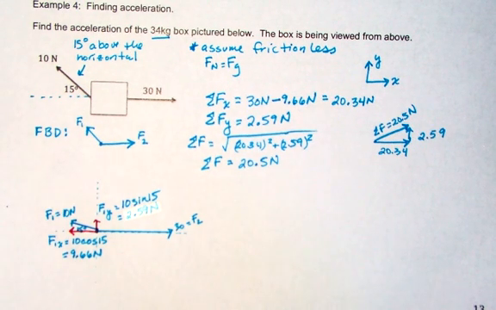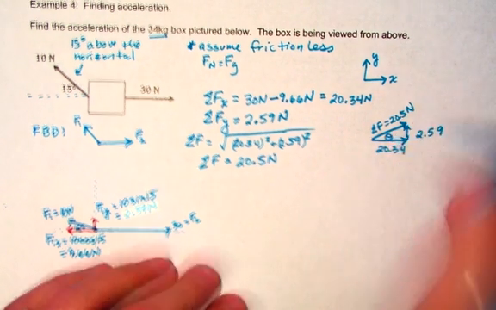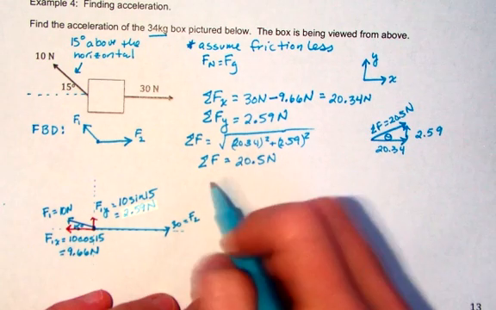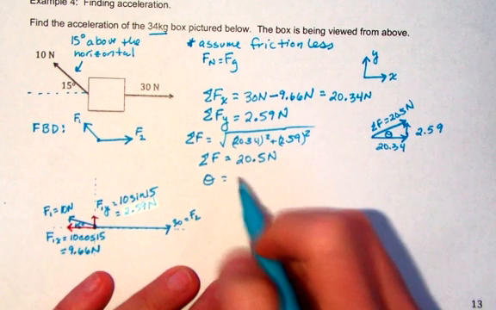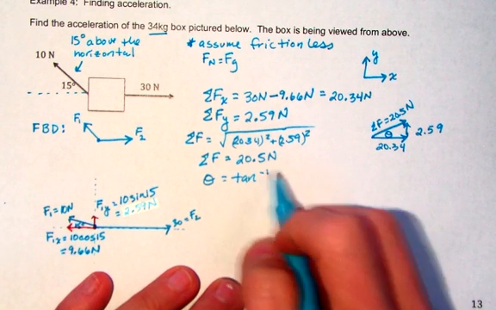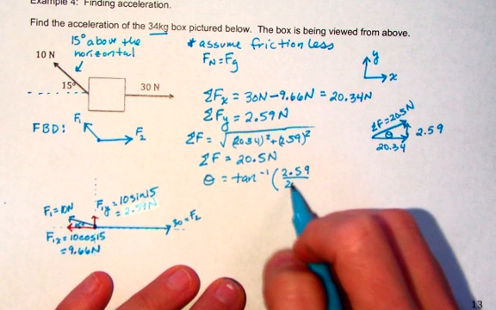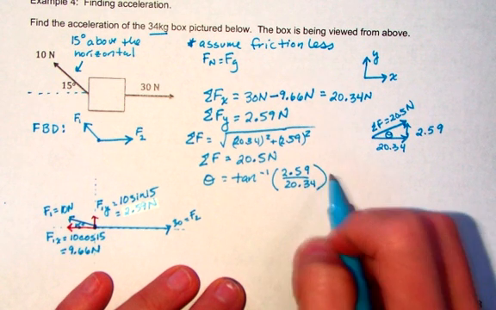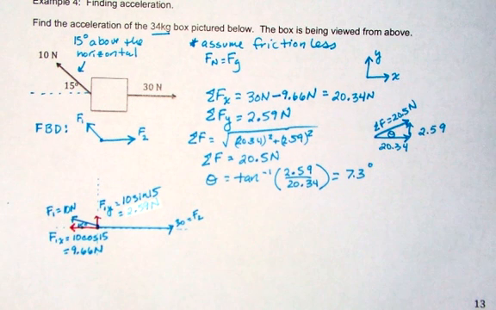The next thing that we need is the what? The direction. Okay, so it's always the angle with the horizontal. And I know that because I have the y component here and the x component here, I can use tangent inverse of y over x. And then that angle is going to be 7.3 degrees. But what is the question asking for again?